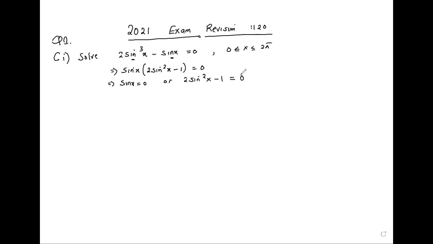Okay. If we deal with this one, we are looking for the angles. When is sine 0? Sine is 0 when x is 0. Since we are dealing with radians, I'll just put 0. Sine is also 0 when x is 180, which is pi. And sine is 0 when x is 2 pi, 360.